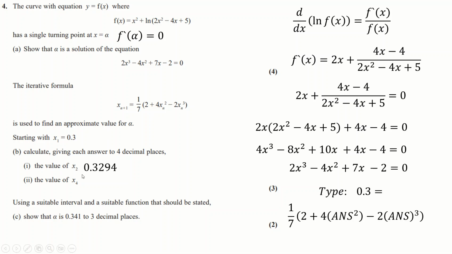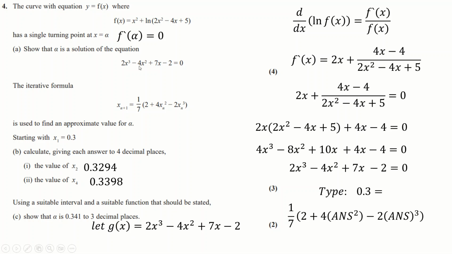And then you press equals again. You get a value you don't care about because it's not asking for x3, so press equals again after that, and you get this. And that's 3 marks. Then it says, using a suitable interval and a function, show this thing here. You really just have to be told how to do this type of question, I think.